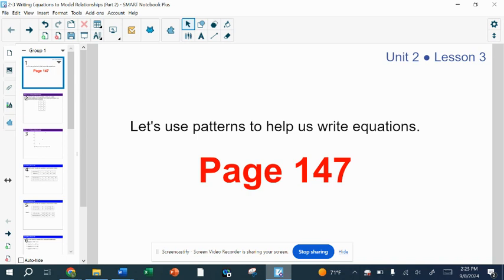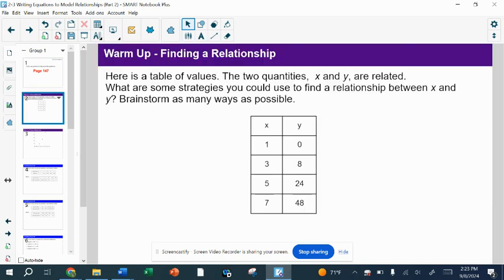Today I would like you to have your book out and opened up to page 147 so we can start using some patterns to help us write equations. So we've got this table on page 147 and it's got x and y as my two quantities and they're related somehow, but we want to know what that relationship is and try to figure out how they're getting from x to y, what's happening here in this pattern.